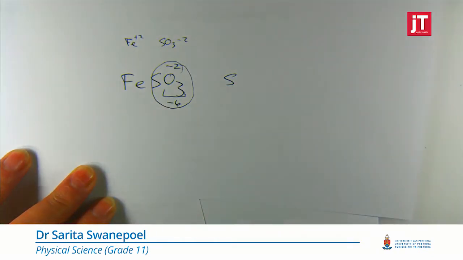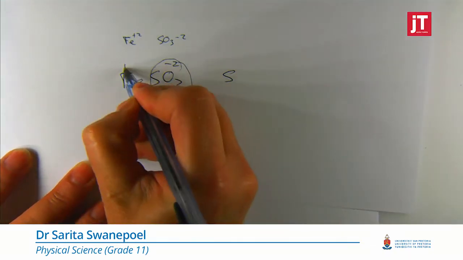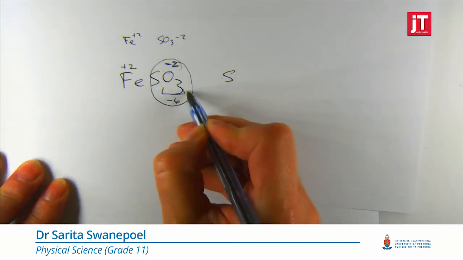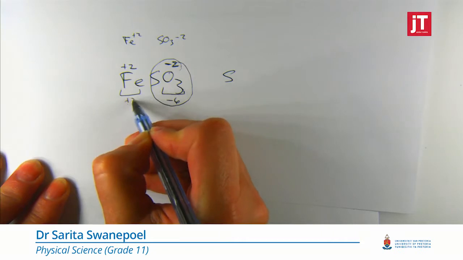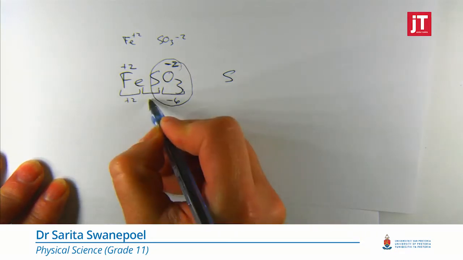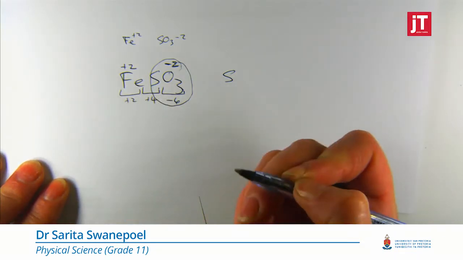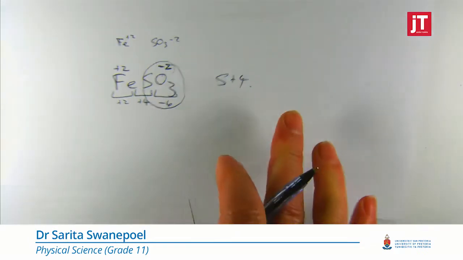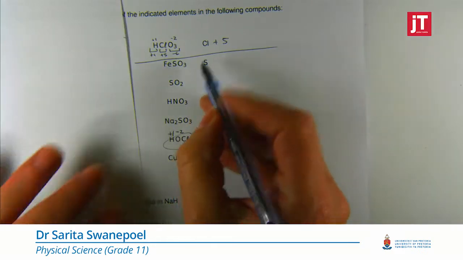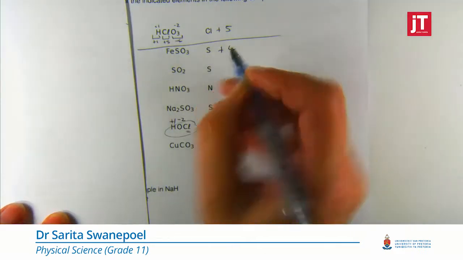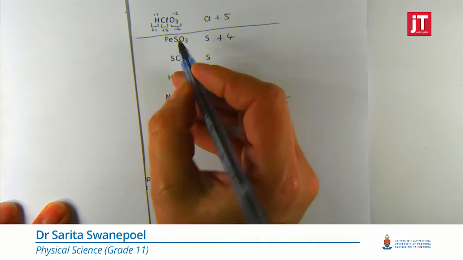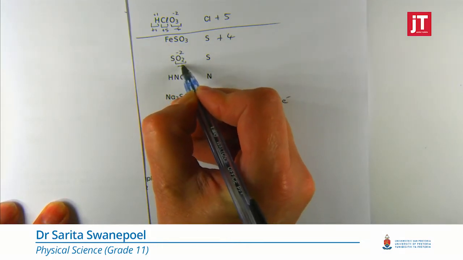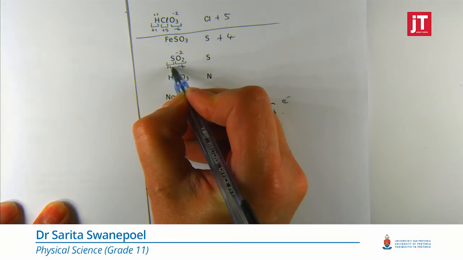So now I think about them separately. Iron is +2. Oxygen is -2. So this part is -6. That part is +2. What do I need? I need a +4. So that is the oxidation number of that sulfur. Let's move on. So that one was +4. SO2, easy. Every oxygen is -2. Together they are -4, and that sulfur should be +4.